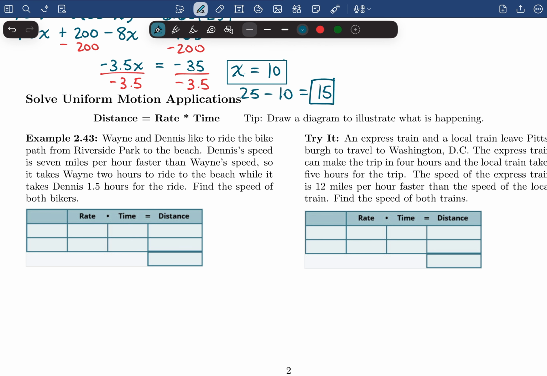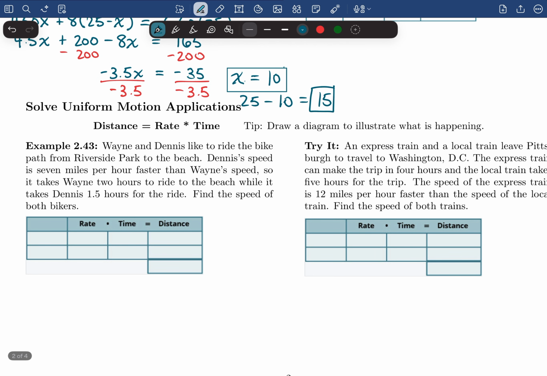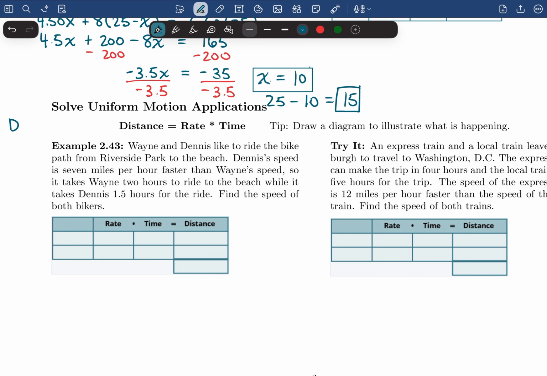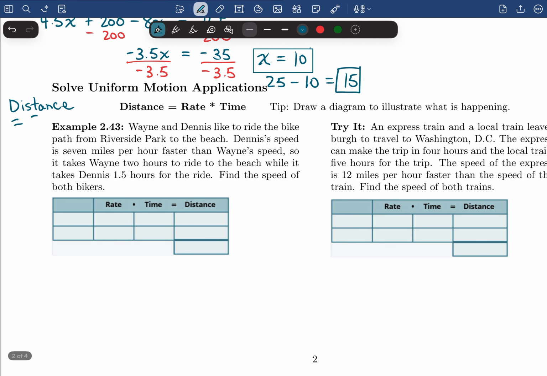For example, think about driving in a car. Like the total distance that you travel is equal to the rate that you're going. Let's say I'm going 50 miles per hour multiplied by the amount of hours. Let's say I do that for 3 hours. Well, 50 miles per hour times 3 hours would tell me, well, I'm traveling a total distance of 150 miles.